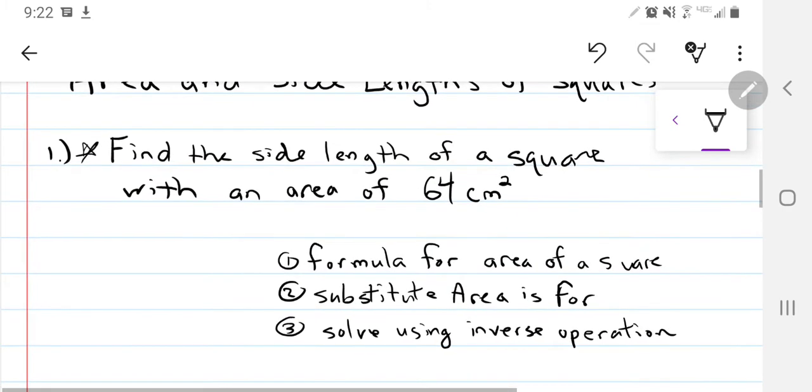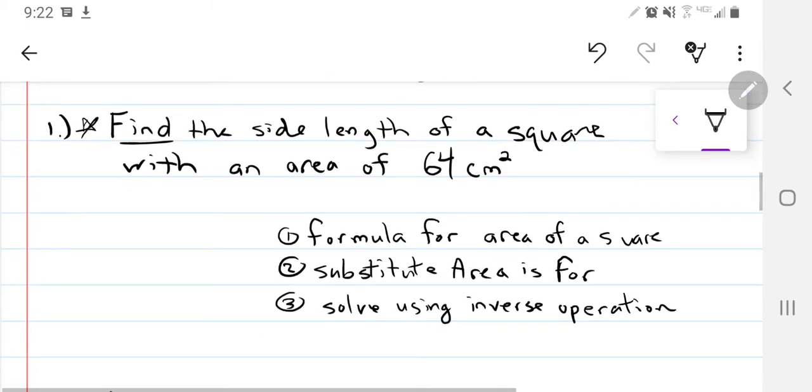All right, let's start with number 1 here. Find the side length of a square with an area of 64. Well, I've already written down the directions here, or the steps. So first step, number 1, is to write the formula for the area of a square. There we go. All right, and area of a square is area equals side squared. Now, a square is just a special type of rectangle, so you could do length times width.